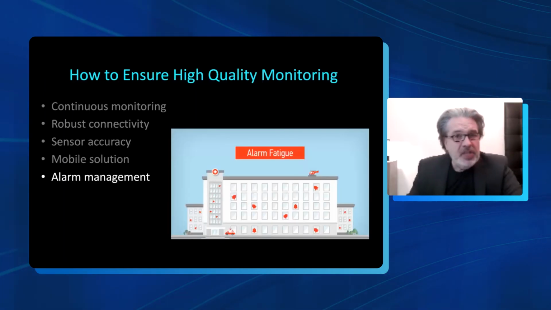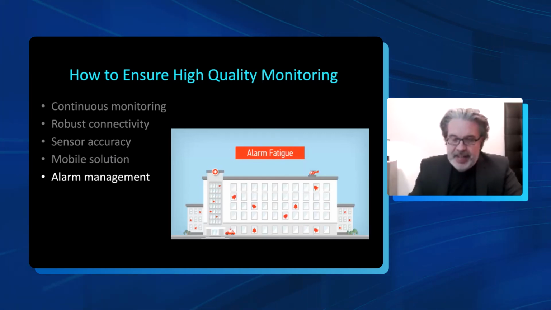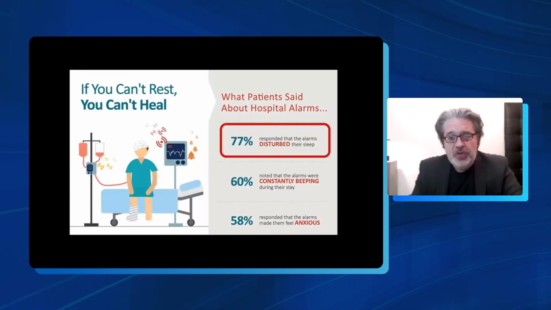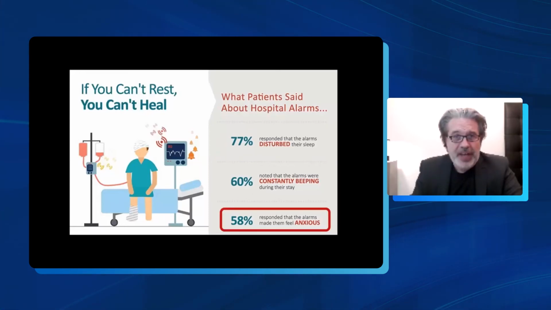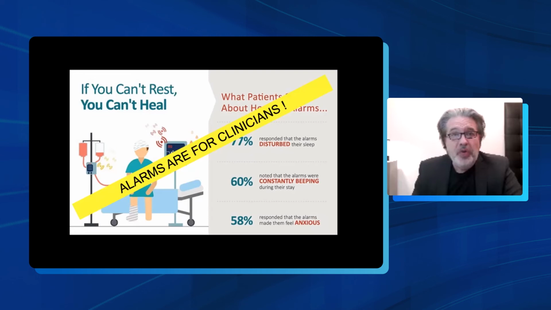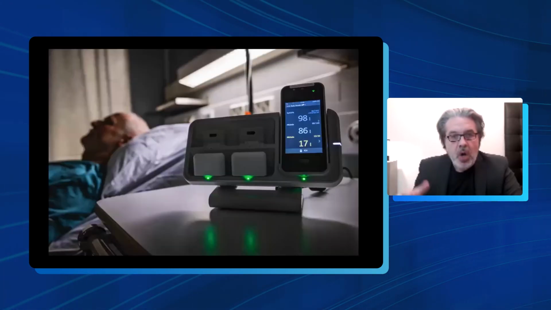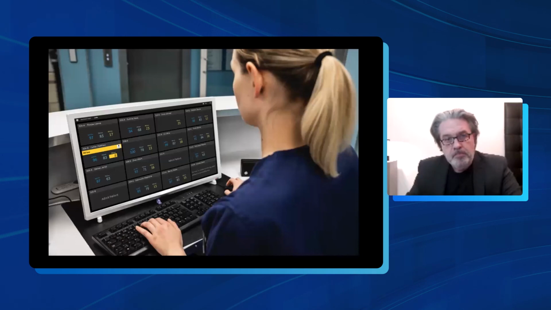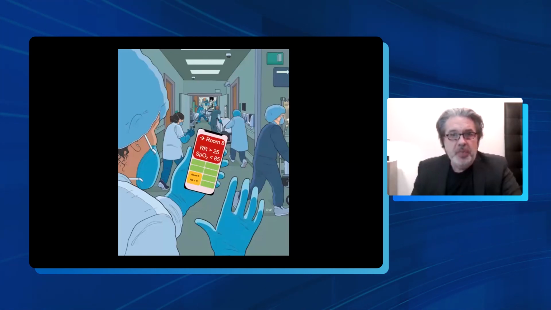And last but not least, alarm management is key as well. Alarms have not been designed to disturb patients or to increase their level of stress. They have been designed to inform clinicians in case of clinical deterioration. So we need monitoring systems able to stay quiet, silent in the room, and to send information directly to a central station or to the pager or the smartphone of the nurse.